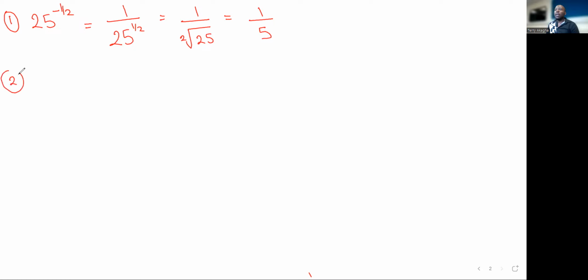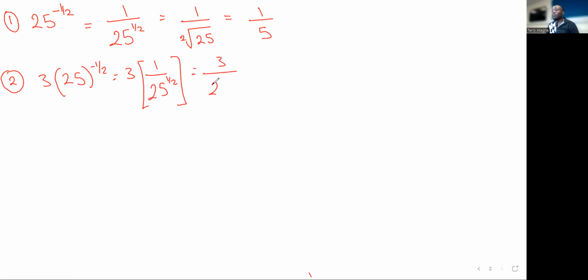Number 2, we have 3 times 25 to the minus 1 over 2. It's going to give us 3 times 1 over 25 raised to the power 1 over 2. You multiply, and you get 3 over 25 to the 1 over 2. And we know 25 to the 1 over 2, based on law 7, is the square root of 25. And that will give us 3 over 5.